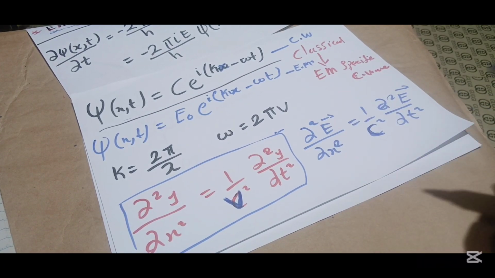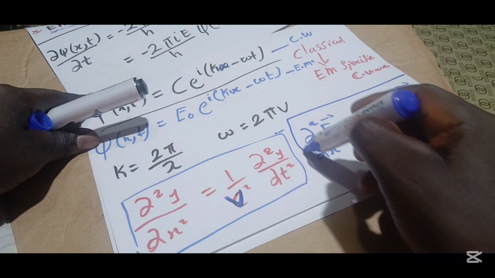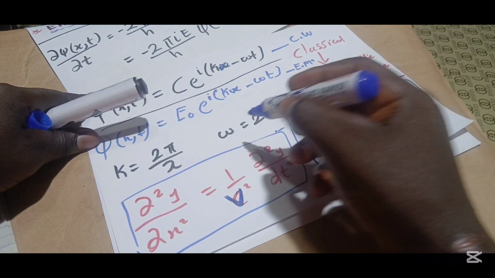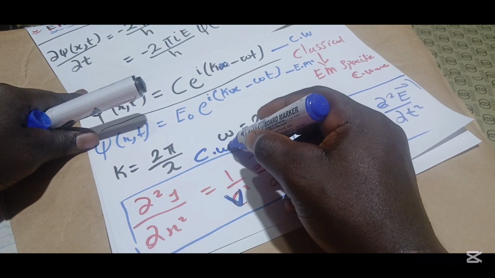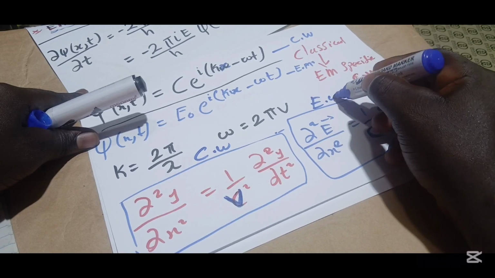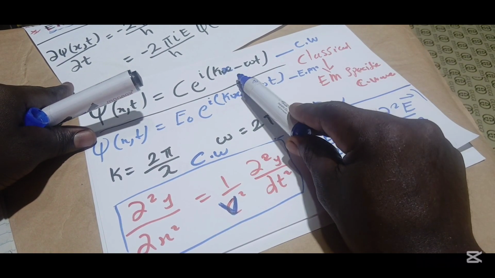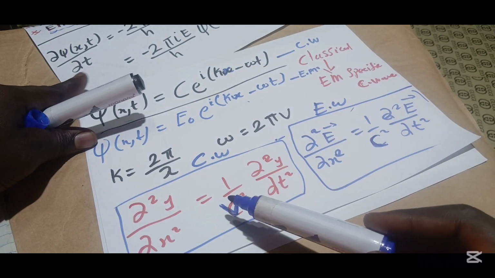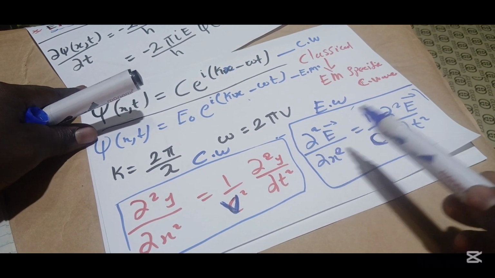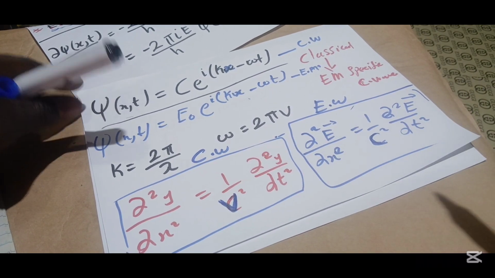But what we are trying to see here is that, looking at this classical wave and this electromagnetic wave, they do have the same general formula structure. If you look at this and that, the same general formula, their differential form is also actually the same.